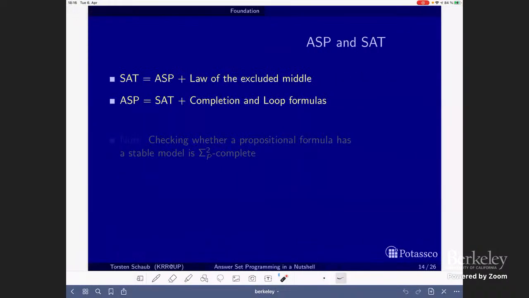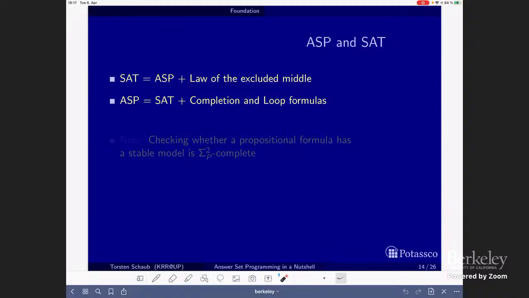So if you use ASP and you want to get SAT out of it, again, SAT stands just for propositional logic with classical semantics, you simply add the law of the excluded middle, that is, for each proposition, A or not A. Because this is exactly the axiom that takes you from this intermediate logic into classical logic. If you want to encode SAT in ASP, you write things down as an ASP specification and you add the law of the excluded middle.